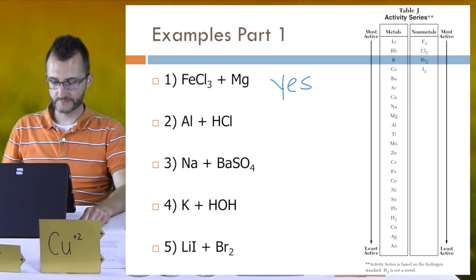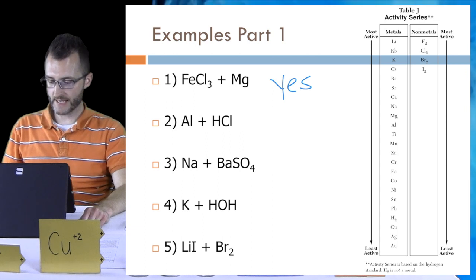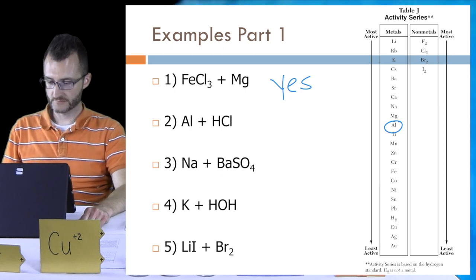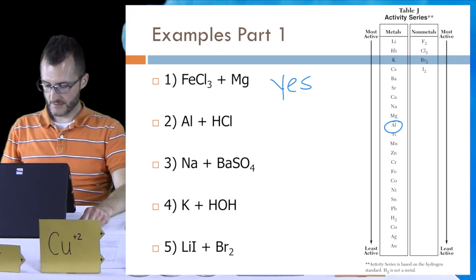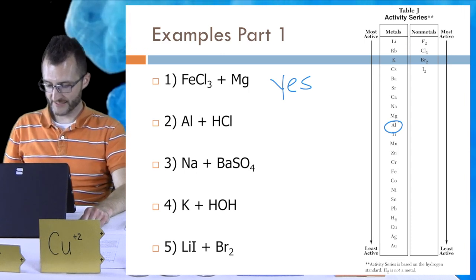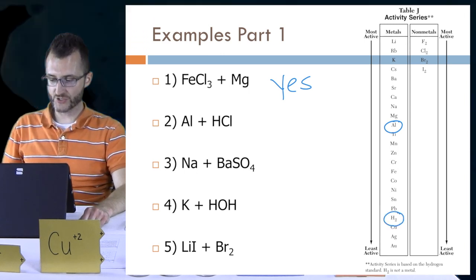Perfect. All right, our second example here, Al plus HCl. So let's find the single element Al on table J. All right, Al is right here. Okay, now I want you to find the element in the compound HCl that is in the same column as Al. I guess the only thing I see like it is it's written as H2.